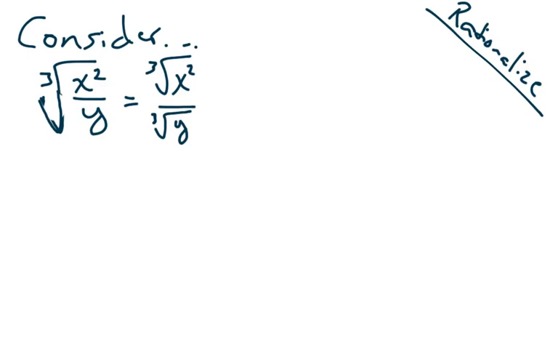Now, it doesn't seem like a big deal, but it is. You see, here we have a root in a denominator, and that is a no-no. We don't want a root in a denominator, in this case the cube root of y. So what are we going to do? Well, I'll fill you in on a little secret. What we're going to do is we're going to make this denominator look like y to the third.